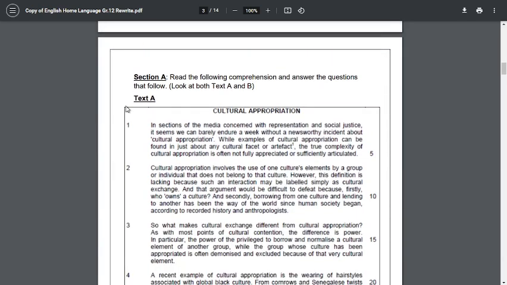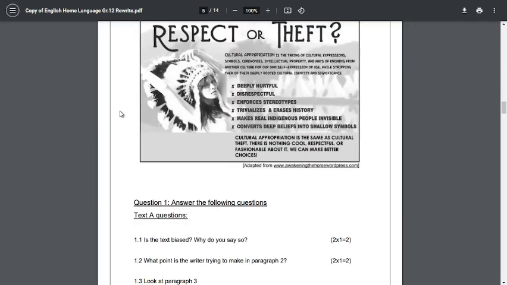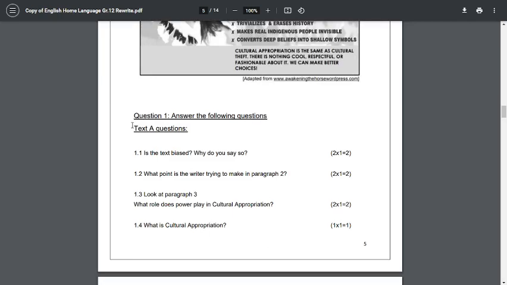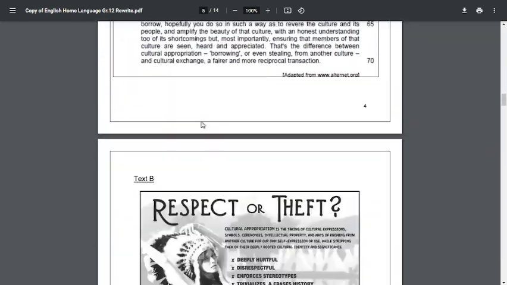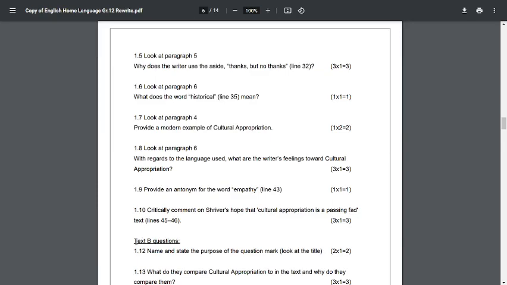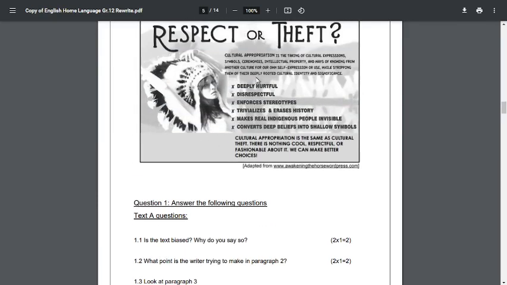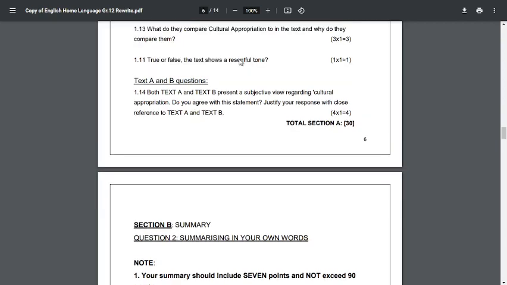Okay, section A is read the following comprehension and answer the questions that follow. So you guys have been doing comprehensions for 12 years. You shouldn't have any problem with this. Just remember that you need to make sure that you are looking at the right excerpt. So this is for text A, meaning the text up here. And then we have text B, which is this little poster. And then we have text A and B, so that's looking at both of them.